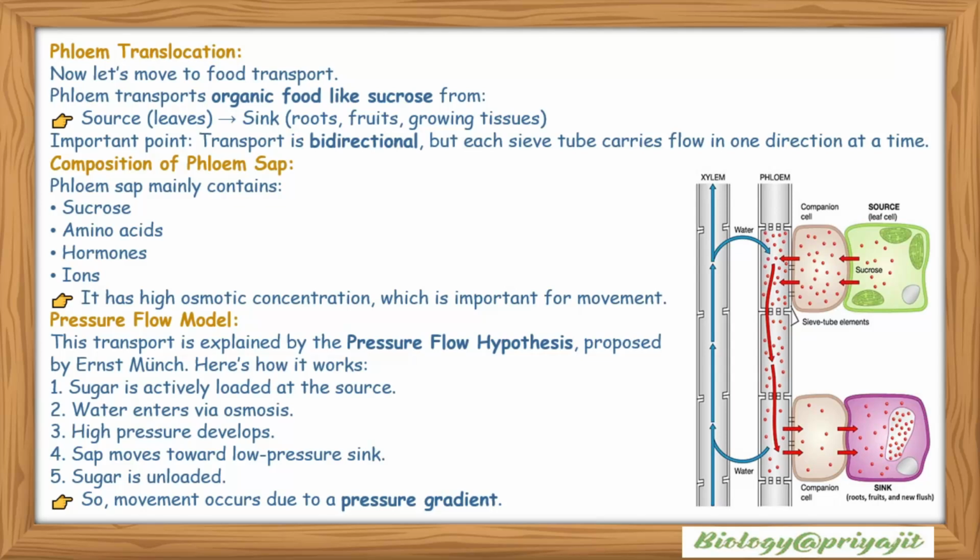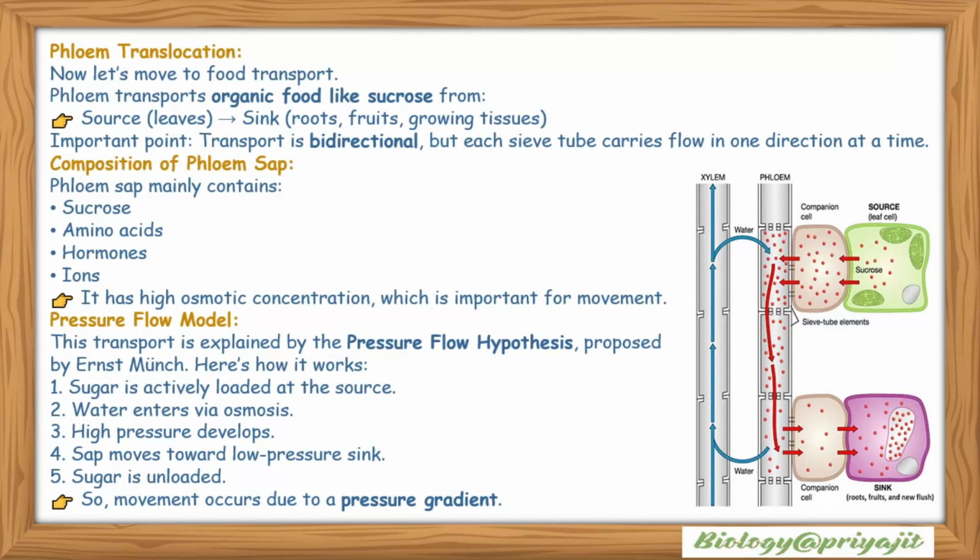Phloem translocation. Now let's move to food transport. Phloem transports organic food like sucrose from leaves, that is, the source is leaves, and the sink could be roots or fruits or growing tissues. An important point: transport is bidirectional, but each sieve tube carries flow in one direction at a time.